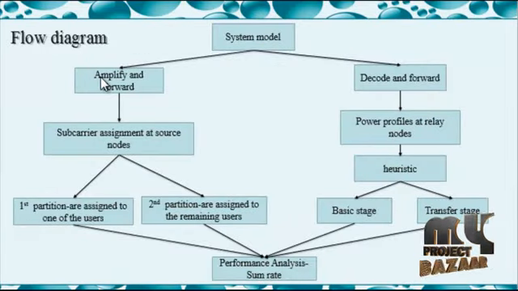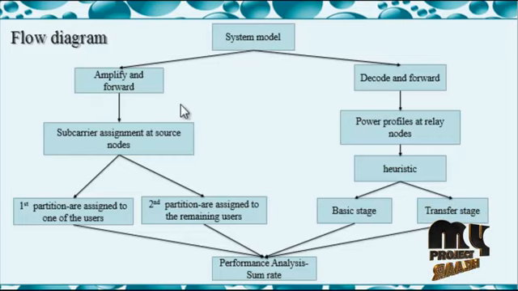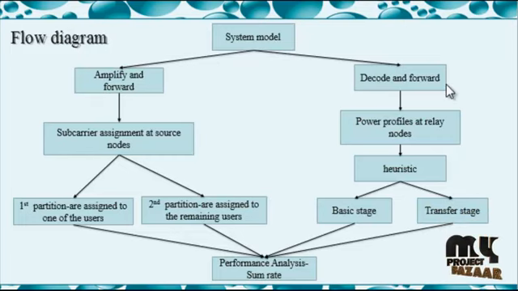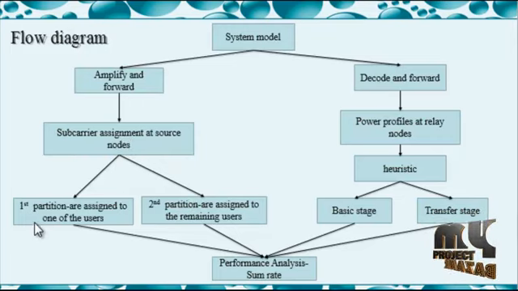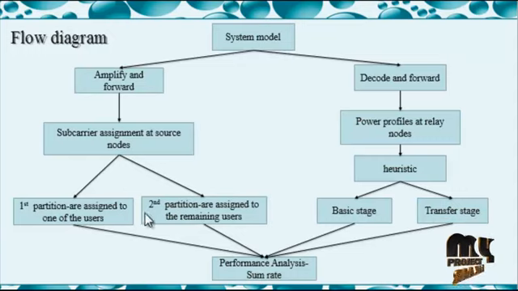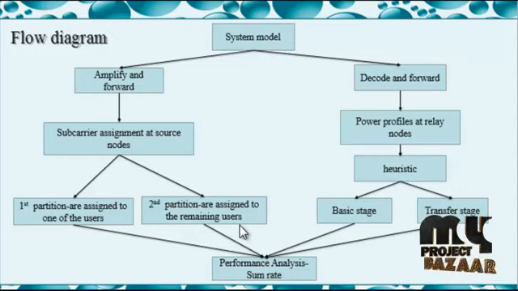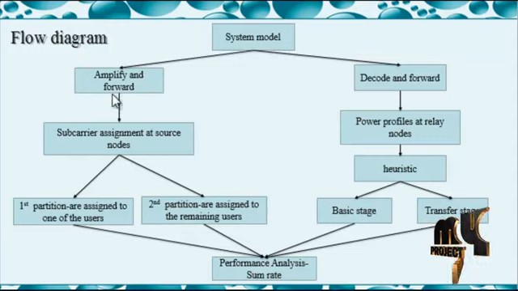Let us discuss the flow diagram of the product. First of all, this is the system model, and the system model is split into amplify and forward, that is AF, and decode and forward, that is DF. In the amplify and forward scheme, there is subcarrier assignment at the source nodes. The subcarrier assignment at the source nodes is subdivided into two parts. The first partition is assigned to one of the users, and the second partition is assigned to the remaining users. This is the process of amplify and forward.